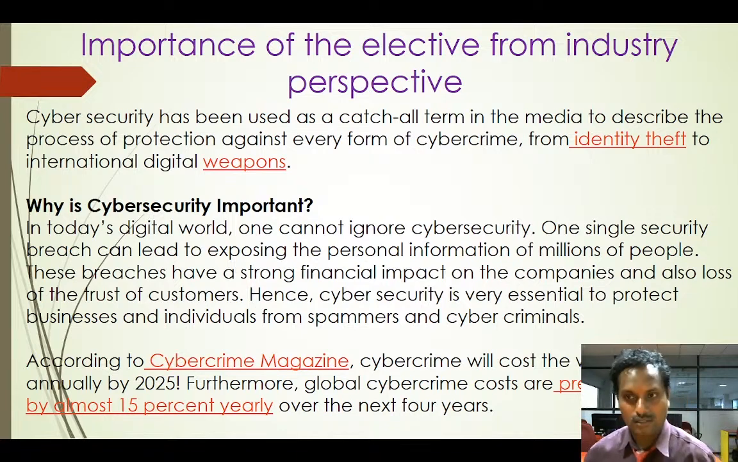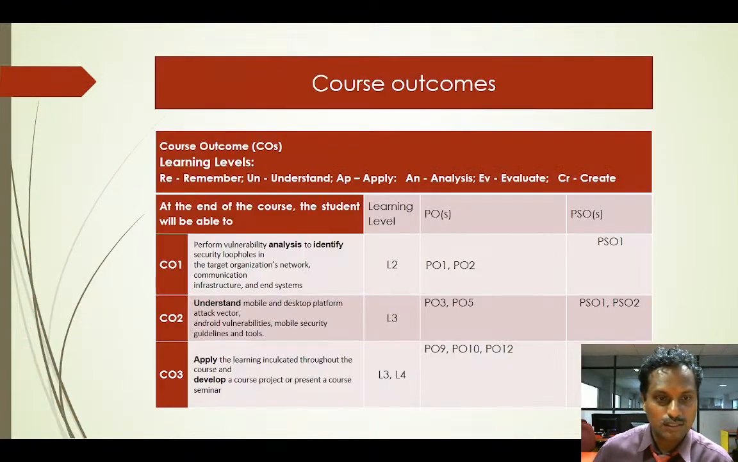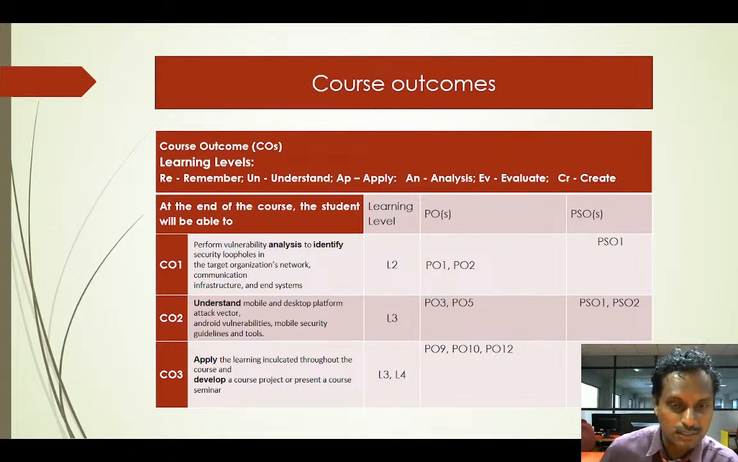So that's all for now. When it comes to the course outcomes, you have CO1: perform vulnerability and access analysis to identify the security loopholes in the target organization network. So here we are going to talk about certain tools that are being used to hack certain things, maybe the ports, maybe services, and other things.